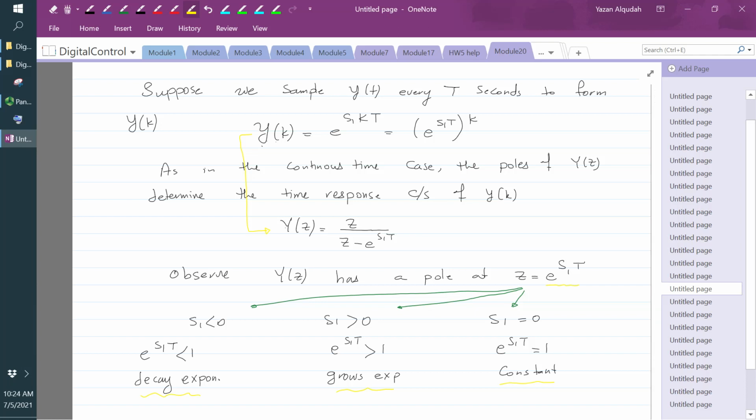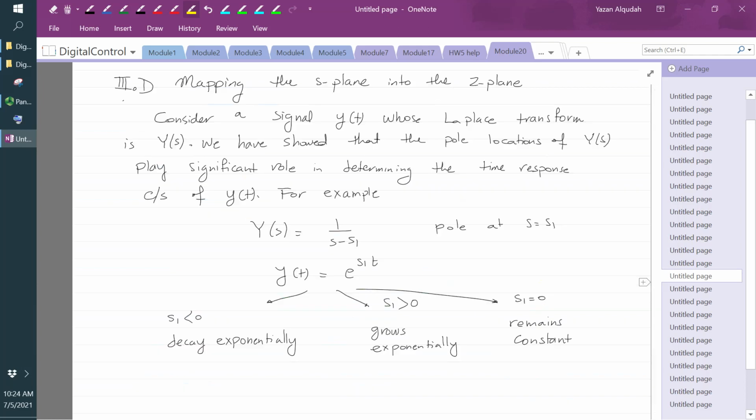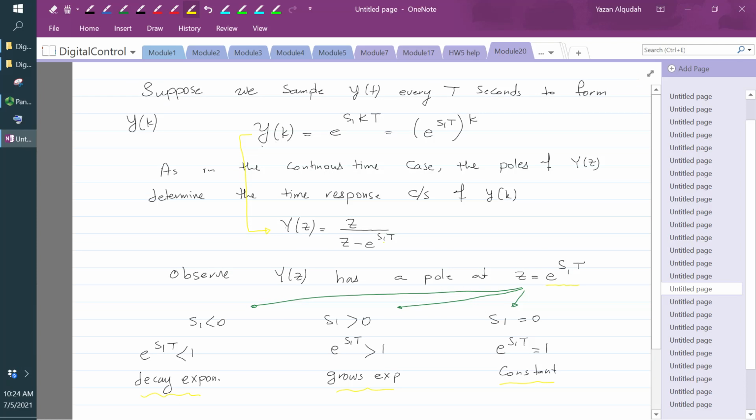So we can see if I have a continuous time signal, I sample that signal to get a discrete time signal. The characteristics of that response are still determined by s1, which is the pole that is in that signal. So this s1 that is in the continuous time signal is still determining the response of the discrete time signal that I sampled from that continuous time signal.